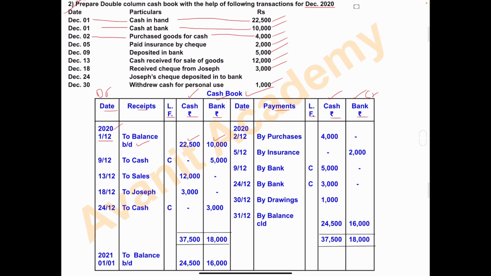This transaction will appear on credit side of the cash book, that is payments. So on the credit side write date 2020, 2nd December, by purchases. How many rupees of goods have we purchased, 4,000. It is mentioned as a cash transaction, for cash. So in cash column write rupees 4,000 and bank column nil.